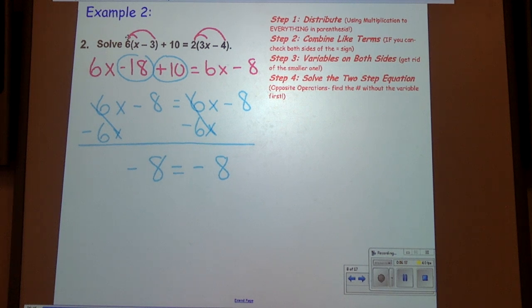Now when you see something like this, when a number equals a number, and this is a true statement, this is when we say we have an infinite number of solutions, because any value that we plug in for x will satisfy this equation and make it balanced. So this is an infinite number of solutions.